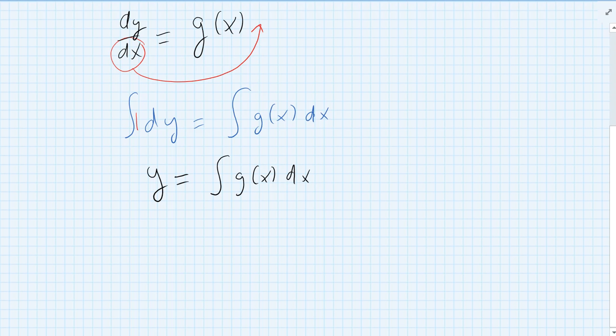And remember that g of x is equal to f prime of x. So that means this ends up equaling f of x, right? That's another way to look at it. It's either y equals the integral of g of x, or you can say f of x is equal, depending on what they want you to do, what they want you to find.